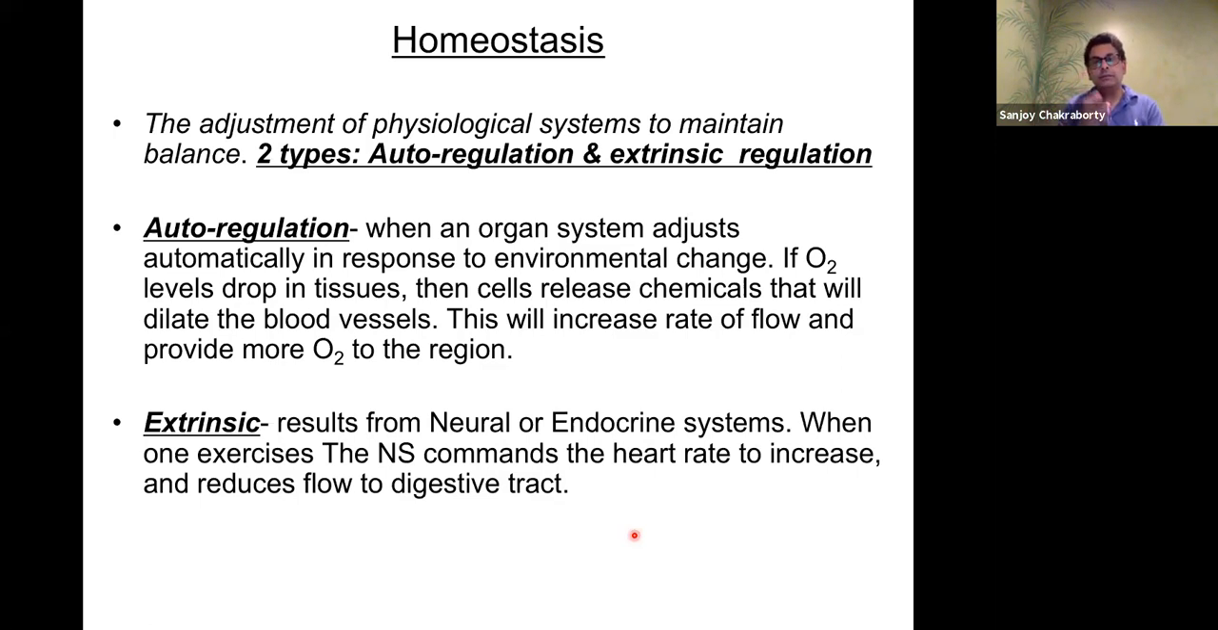This extrinsic does not mean outside the body. Extrinsic means outside that location. So not the leg. Right now, your other systems can come into the picture. There are two other systems which are known as regulatory systems. One is called the nervous system. The other one is called the endocrine system, which deals with the hormones. So nervous system and endocrine system.